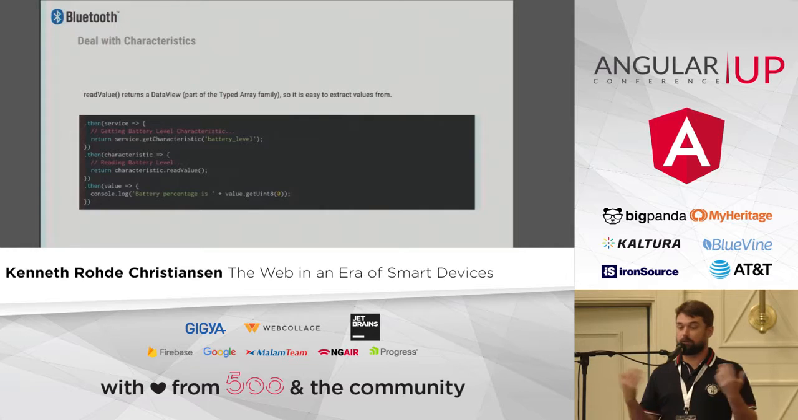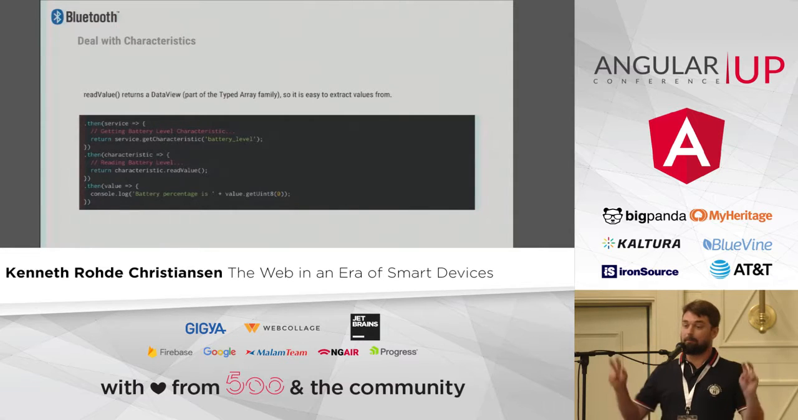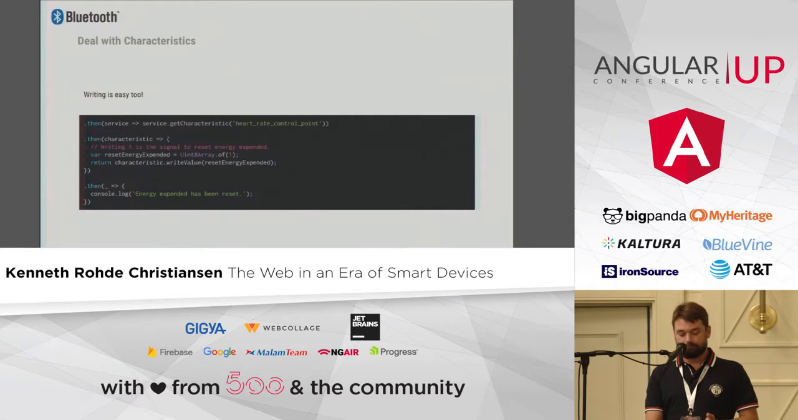Read value, because this is a binary protocol, returns what's called a data view. In ECMAScript 2015, there's something called typed arrays. It's also used a lot in WebGL. This allows me, since I know this is just an unsigned integer, a byte, so it's 8-bit, to call getUint8. So you need to know how to read these values.